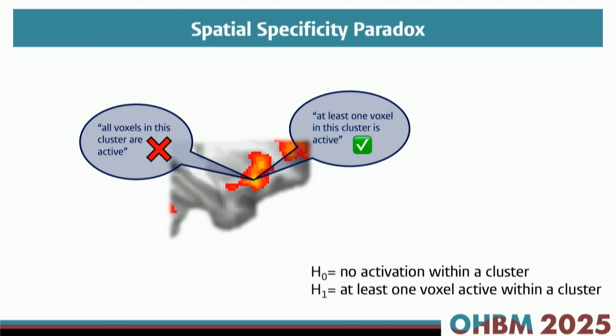So the only thing you can say is at least one voxel in this cluster is active. That's not to say that there are not more voxels in the cluster active. It could be that all the voxels in the cluster are active, but the test that we do does not guarantee this sort of statement that we can make. In reality it could be that everything is active, but we just don't know. The test doesn't say this.